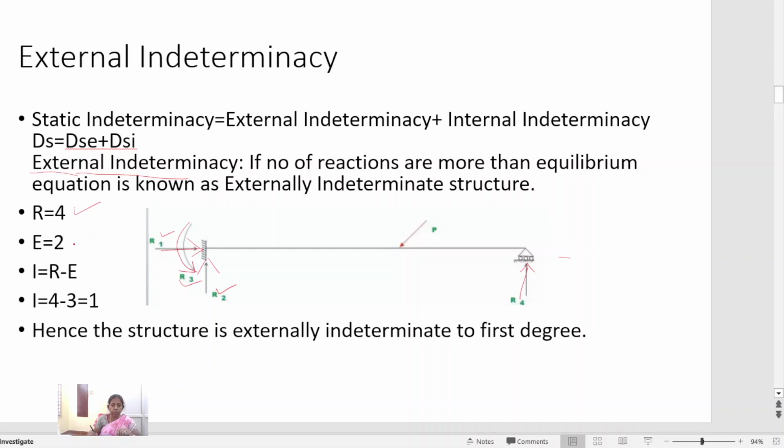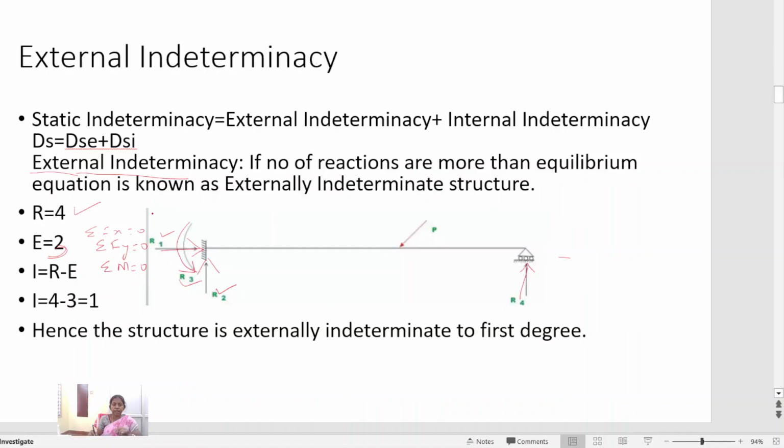How many equilibrium equations are available in this? Actually 3 equations. Sometimes the equations can be considered as 2. I will tell the situation where the equations should be considered as 2. Here 4 unknowns, 3 equations. What are the equations? Summation of Fx equal to 0, summation of Fy equal to 0 and summation of moment equal to 0.